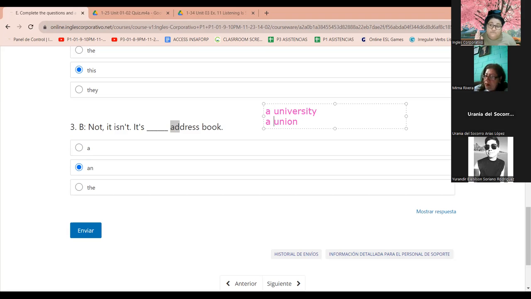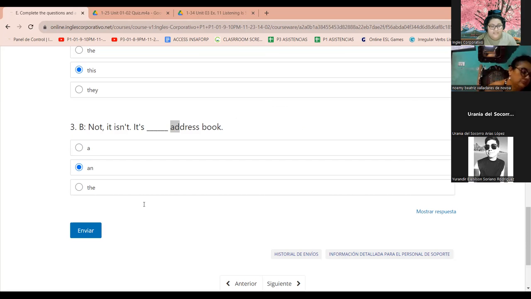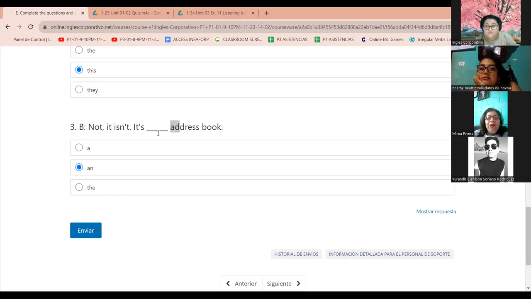Pero estas son excepciones, right? Son poquitas. Entonces es fácil, solo se aprenden las excepciones y ya saben que esas no aplican a la regla general. Entonces decimos a university, a union. Por eso decimos sonido consonante o sonido vocal, para que lo tengan en mente, que hay una excepción a esa regla. Pero en el caso de address, sería solo con la U.